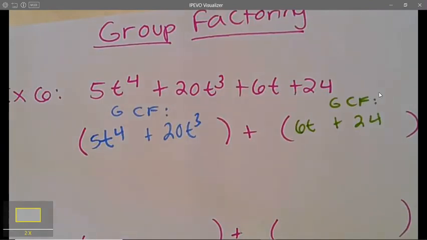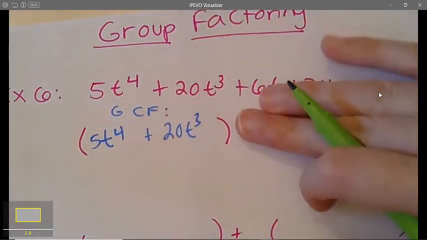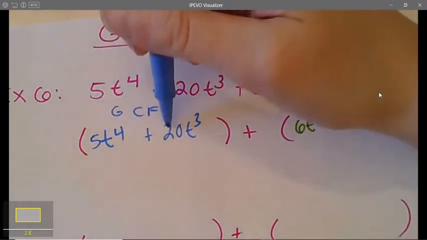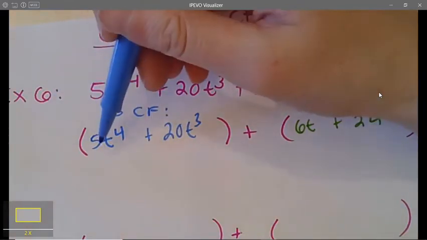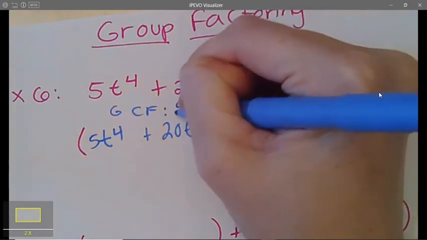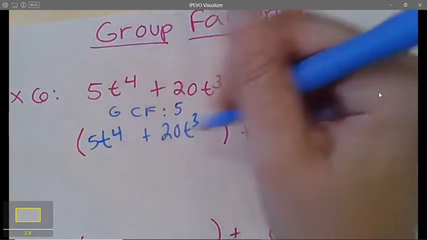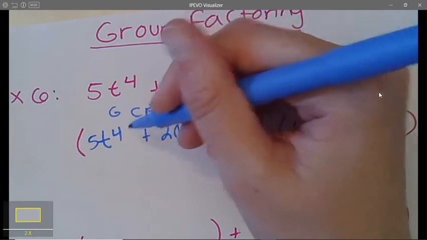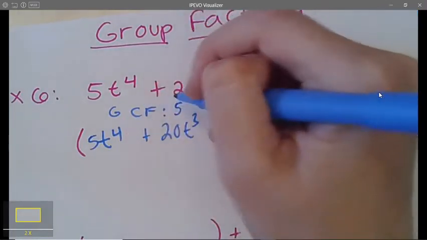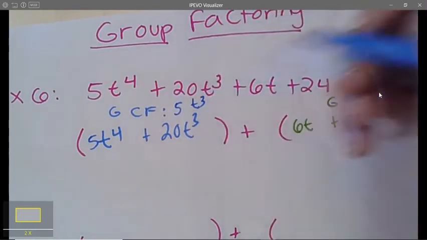The next step when we do group factoring is we're going to factor out the GCF in each parenthesis. So let's look at our first parenthesis. What do you guys think is the GCF? I'm going to look at my 2 coefficients. The largest number that will divide into 5 and 20 is 5. And then remember, when you have variables with exponents, you always use the variable with the smaller exponent when you find your GCF. So this will be 5t to the 3rd.